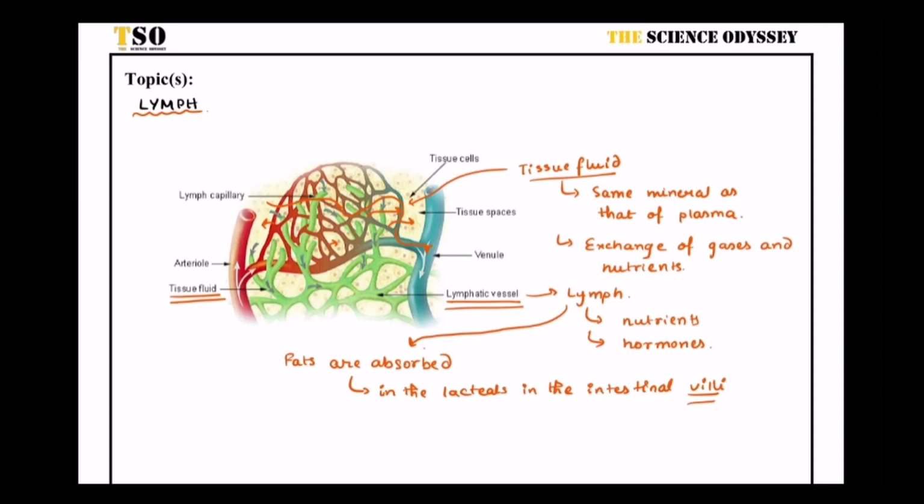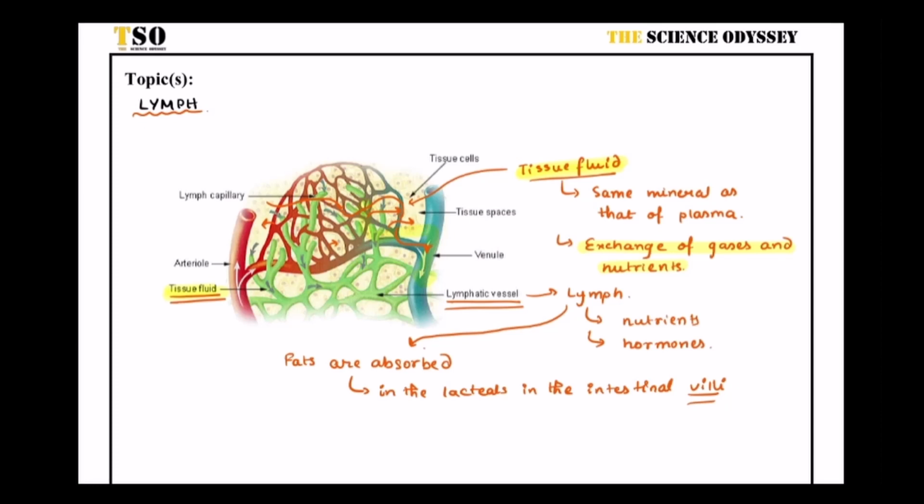So once more, when the blood is passing through the capillaries in the tissues, some water along with many other water-soluble substances move out into the spaces in between the cells. And we collectively refer to them as the tissue fluid, the fluid that is in between the cells. Now, the exchange of gases and nutrients occurs between the blood and the cells through this tissue fluid. And after the exchange has occurred, the tissue fluid is again moved back into the main veins.